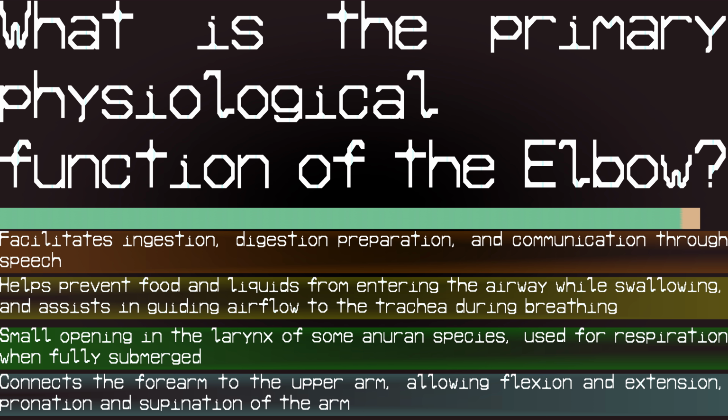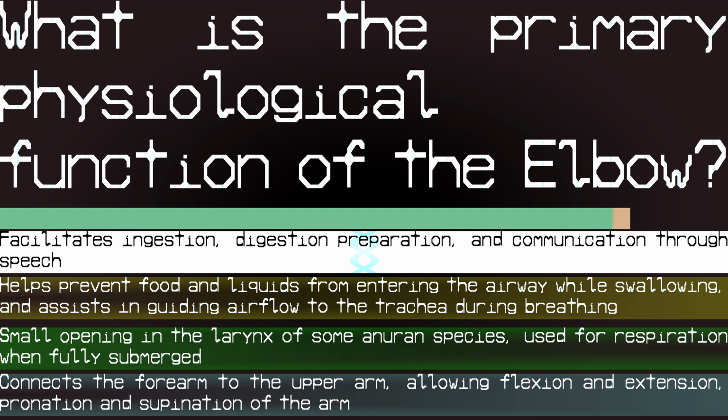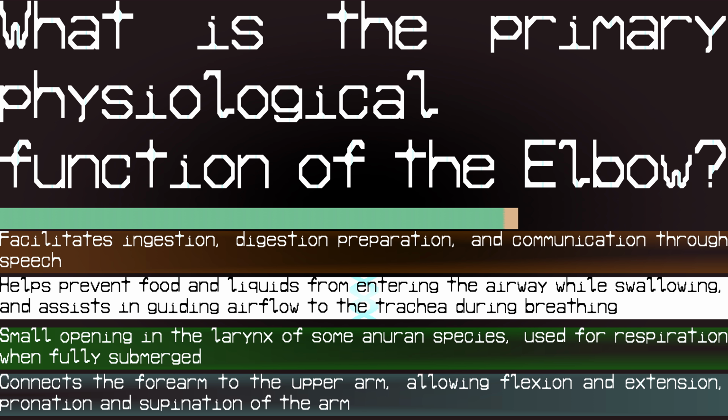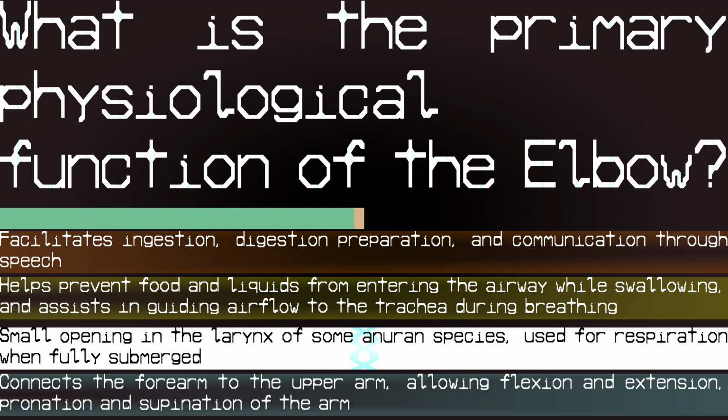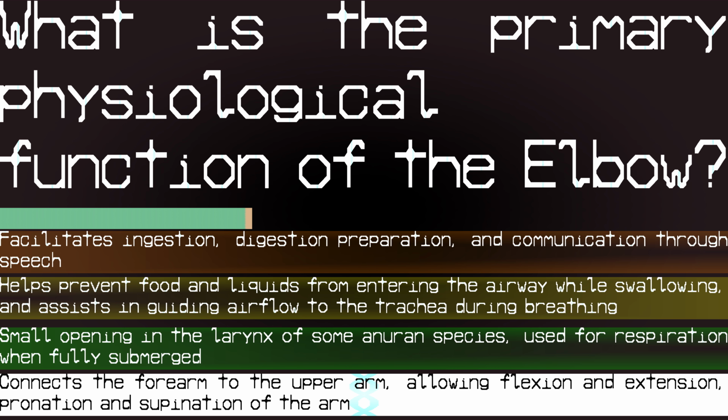What is the primary physiological function of the elbow? Facilitates ingestion, digestion preparation, and communication through speech. Helps prevent food and liquids from entering the airway while swallowing, and assists in guiding airflow to the trachea during breathing. Small opening in the larynx of some aquatic species, used for respiration when fully submerged. Connects the forearm to the upper arm, allowing flexion and extension, pronation and supination of the arm.